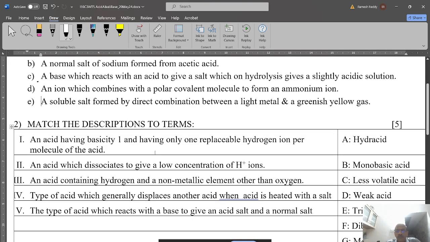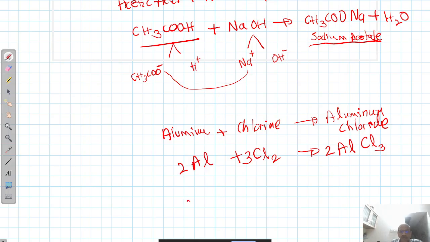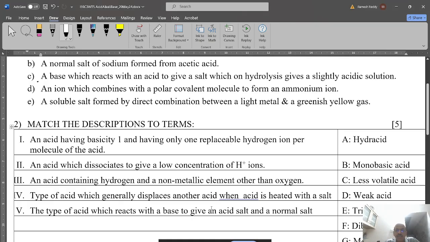So Sir, can you just repeat the D answer? D, yes, sir. The ion which combines with the polar covalent molecule is the H plus ion. Okay, the hydrogen ion that combines with ammonia and forms an ammonium ion. Okay, that's it. So we don't need to write the formulas for all this, right? Here only he is asking.